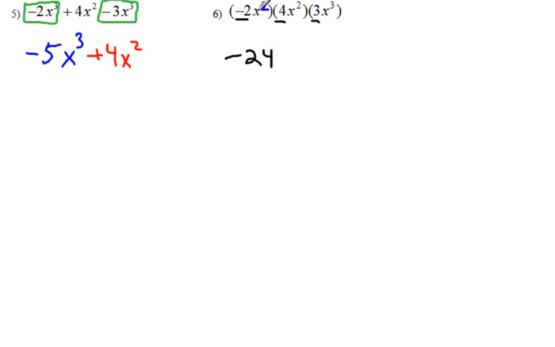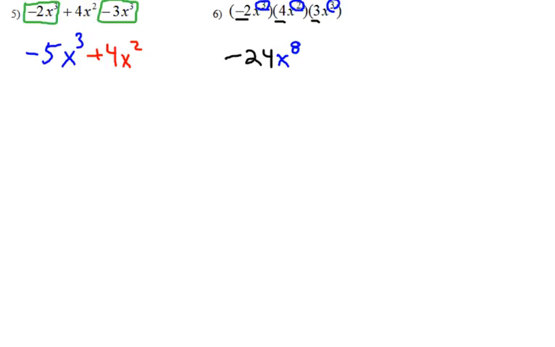Now we look at our exponents and add them up. For x, we got 3 plus 2 plus 3. 3, 4, 5, 6, 7, 8. X to the 8th. Variables don't change here when you match like terms, but they do change when you multiply over here.